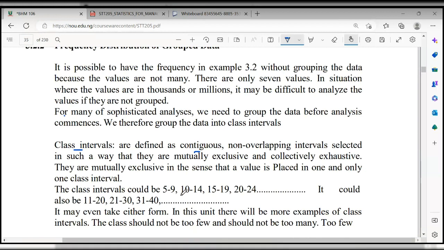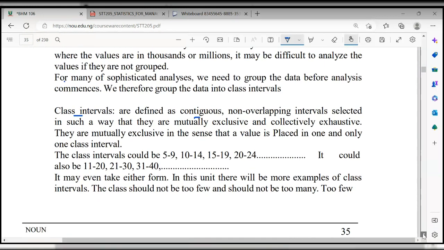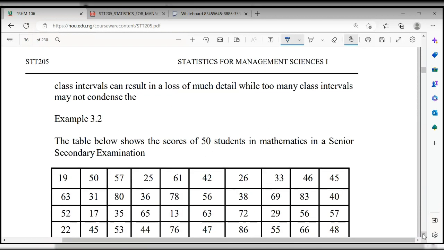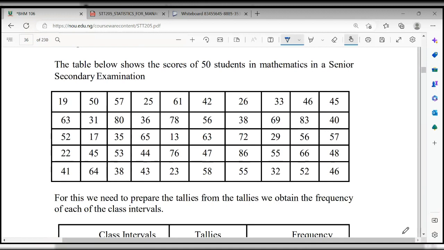In this unit, there will be more examples of class intervals. The classes should not be too few and should not be too many. Too few class intervals can result in a loss of much detail, while too many class intervals may not condense the data. So I think that is quite self-explanatory, and let's go straight to the example.